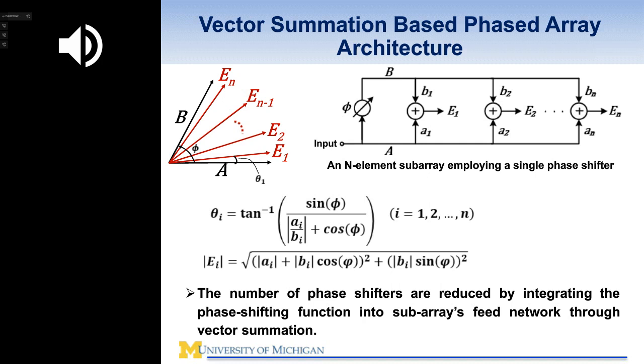So one can determine the scan angle as a function of phi in such an array, and also the amplitude of signals depends, of course, on phi and the phase shift, and also the individual amplitudes, AIs and BIs.